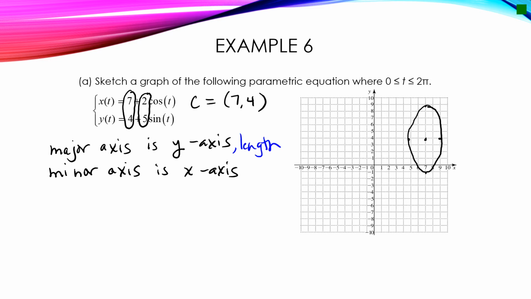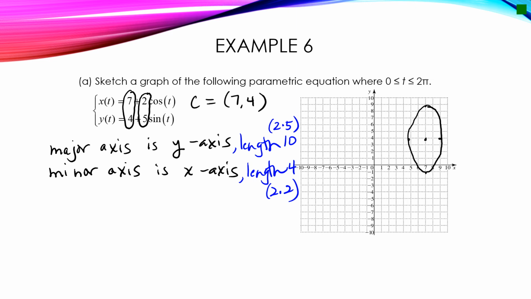Well, if we've plotted it, we can just count. For the y-axis, we went up 5, we went down 5, and so that would be a length of 10, or from our formula, that's going to be 2 times 5. And for our minor axis, if we just count, we've got 2 and 2, which is 4, or that's 2 times 2.